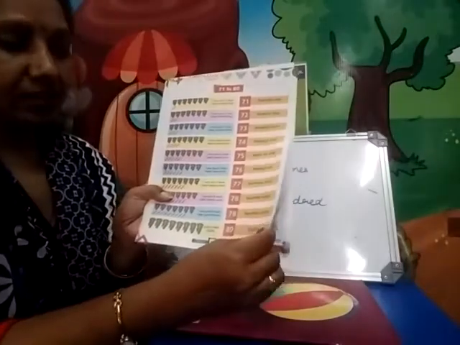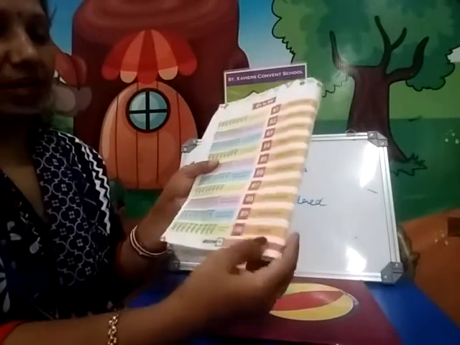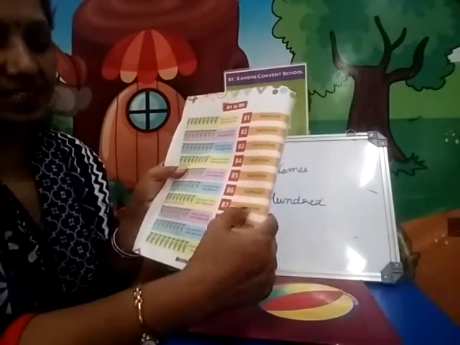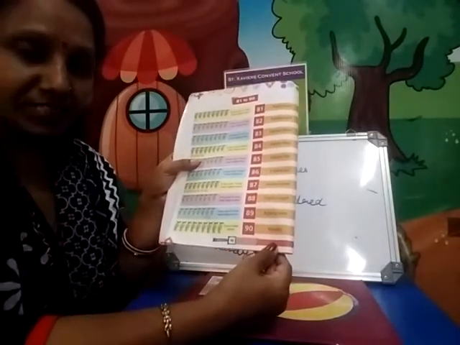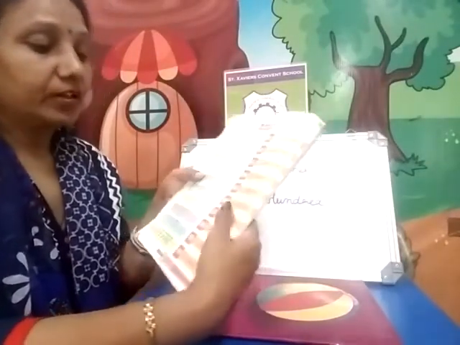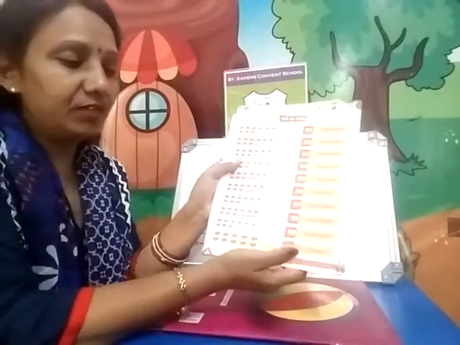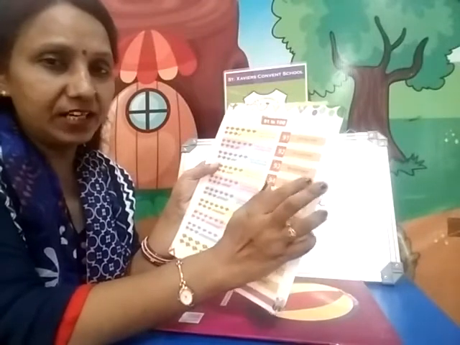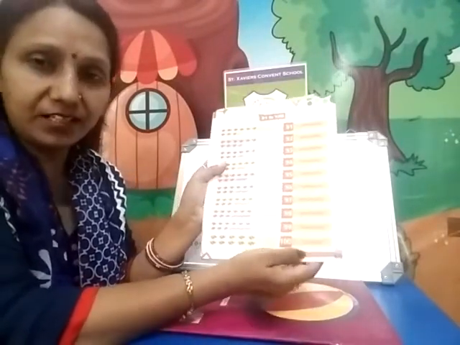E-I-G-H-T-Y, 80. Next page. You can see there 81 to 90 spellings. 81, 82, 83, 84, 85, 86, 87, 88, 89, 90. What will be the spelling of 90? N-I-N-E-T-Y, 90. Next page open. Here just see the spellings 91 to 100. Then how will you read that? 91, 92, 93, 94, 95, 96, 97, 98, 99, 100.